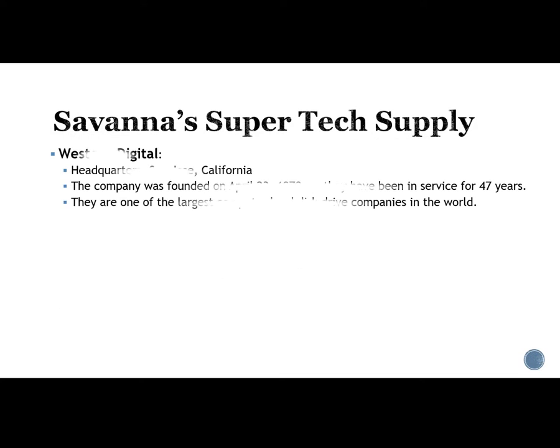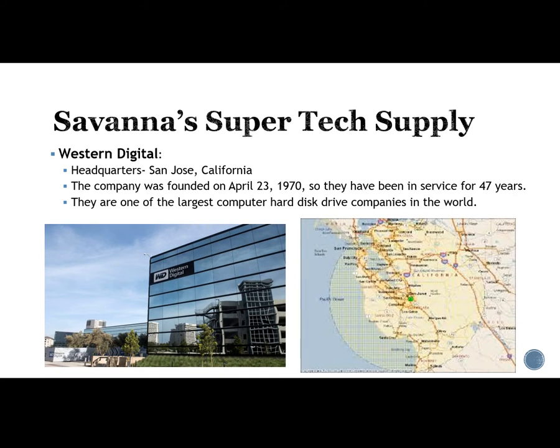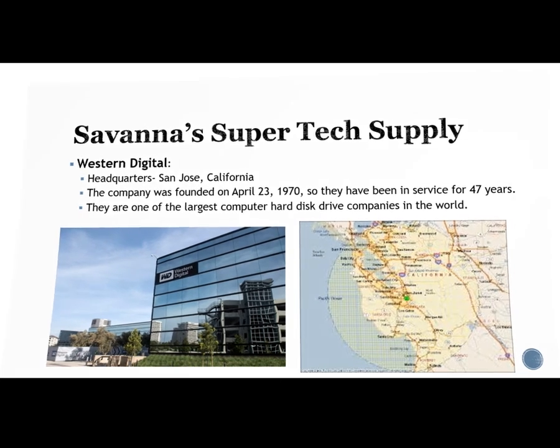So a little bit about my company. The distributions that I'm going to be showing is Western Digital. The headquarters is located in San Jose, California. It was founded on April 23rd, 1970, so they've been in service for 47 years. They're one of the largest computer hard disk drive companies in the world. There's the company and where the headquarters is located.